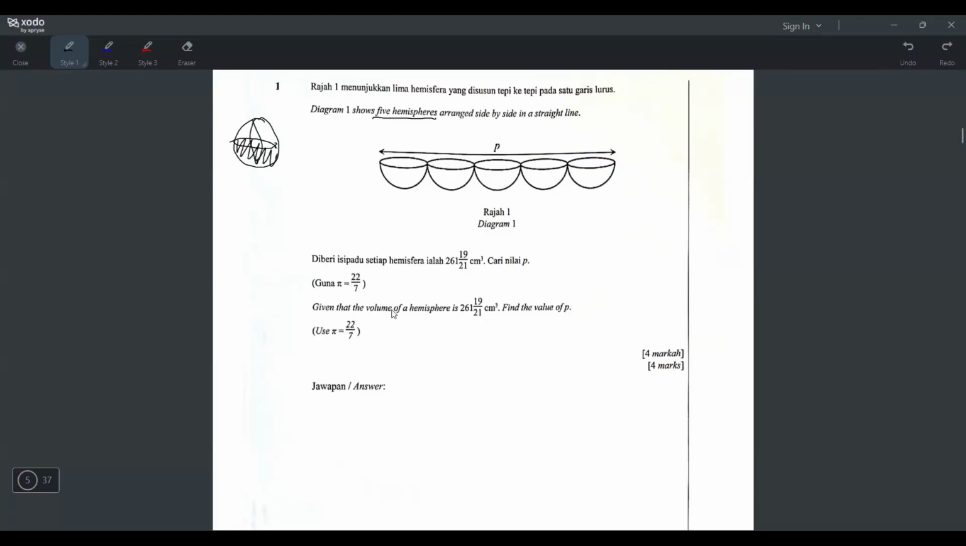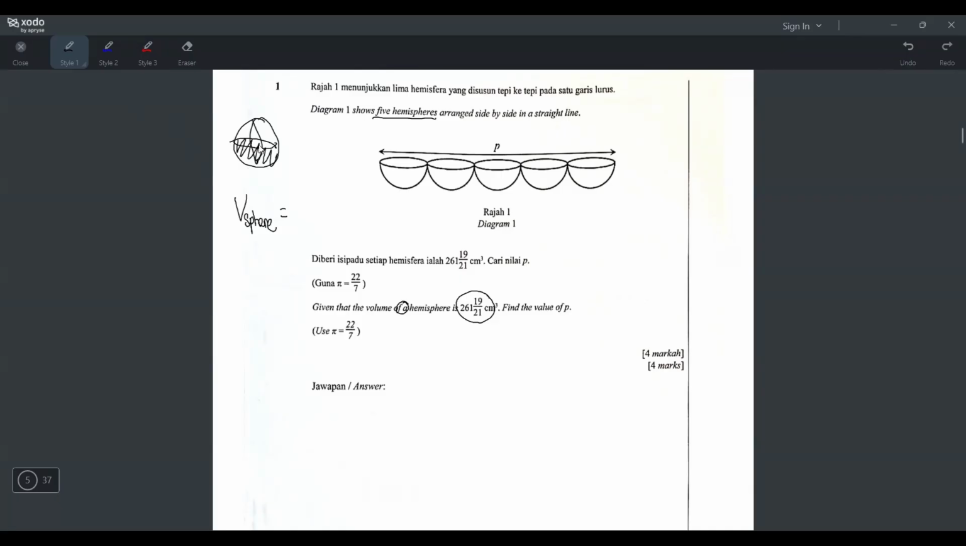Now they say given that the volume of a hemisphere is 261 19/21 cm cube, find the value of P. So I think the keyword here is a hemisphere. It means one hemisphere, the volume is this, right? So I think we need to use the volume of sphere formula for this question. Actually it's the volume of hemisphere, but I will write down the volume of sphere first.